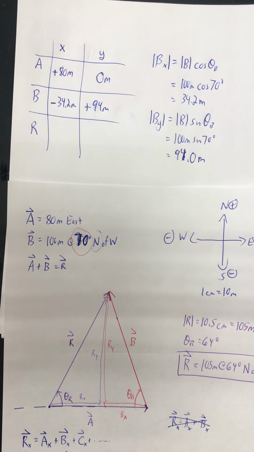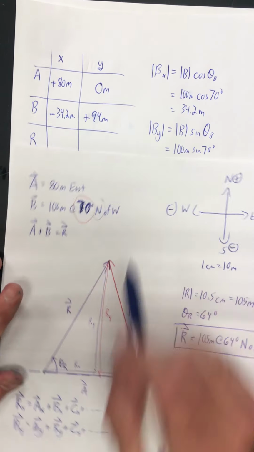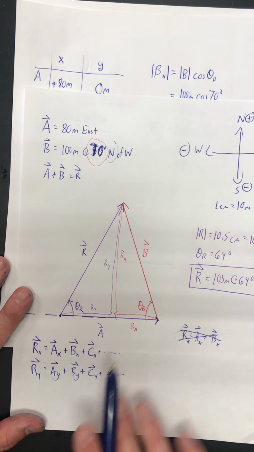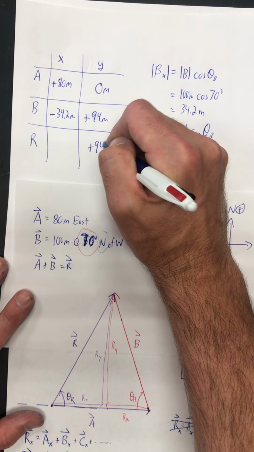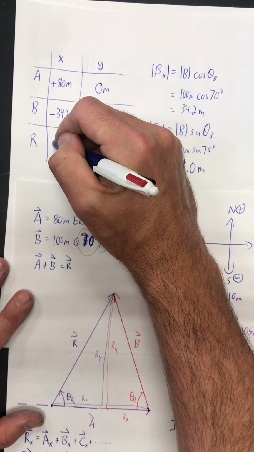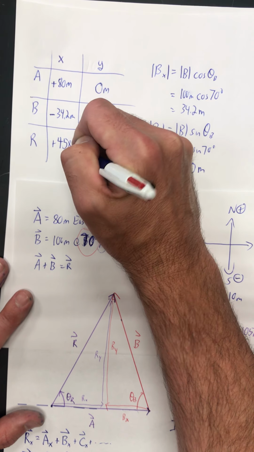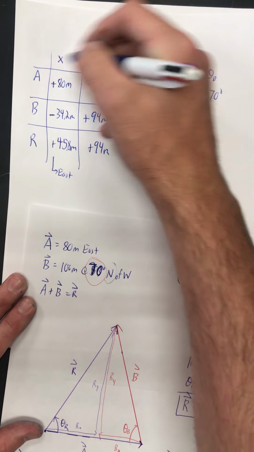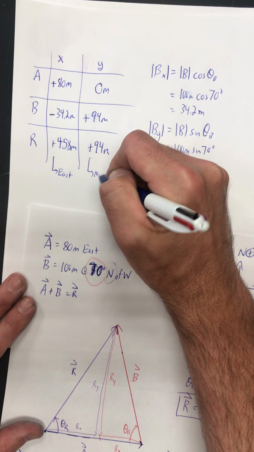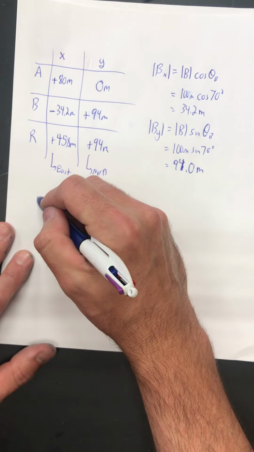So now if I want to know the parts of vector R, I just add up the columns. So it's like I'm doing these two equations, but in a table format. So it's the same thing. Here, obviously, that's plus 94, and here that is plus 45.8 meters. Notice here this plus means east because it's x, and this plus means north because that's y, and that's helpful for decoding.